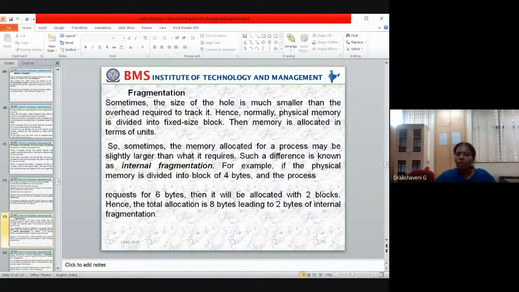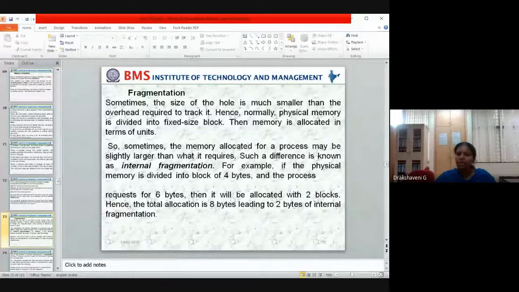Sometimes the memory allocated for a process may be slightly larger than what it requires. Such a difference is known as internal fragmentation. What is internal fragmentation? We'll see with an example. Suppose the physical memory is divided into blocks of 4 bytes, and a process arrives and says it wants 6 bytes of memory. Because we have divided the physical memory into 4, I can give 2 blocks of 4. In 2 blocks of 4, how much is the total? 8.